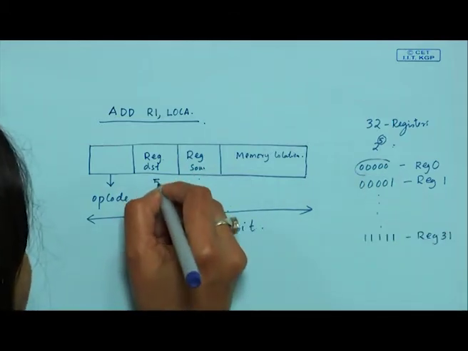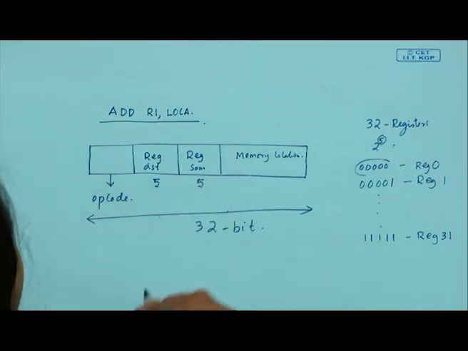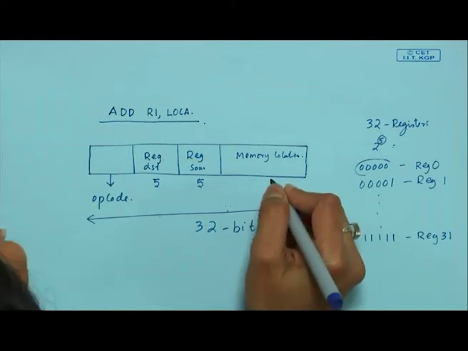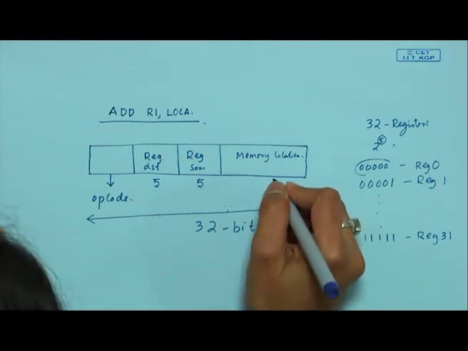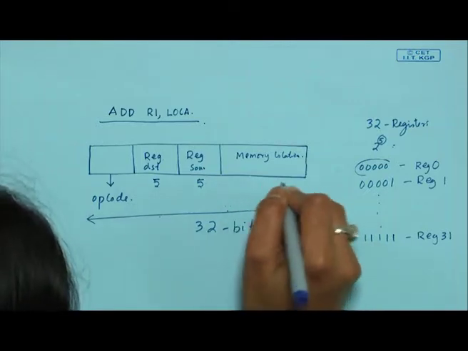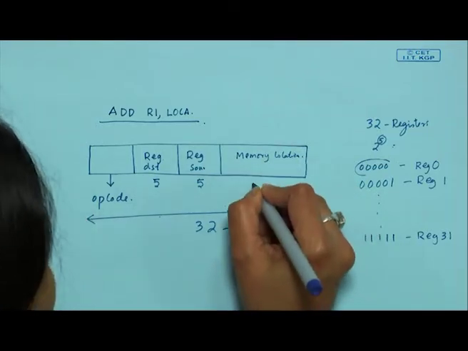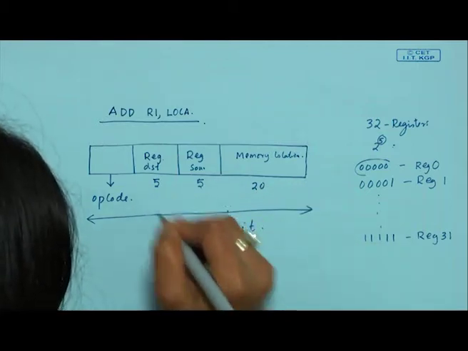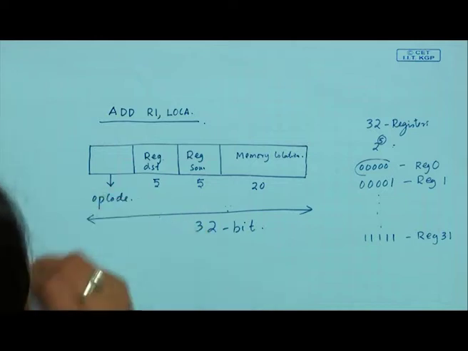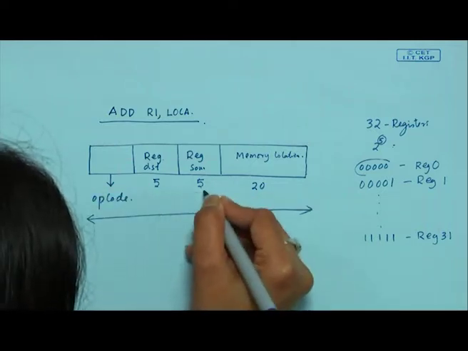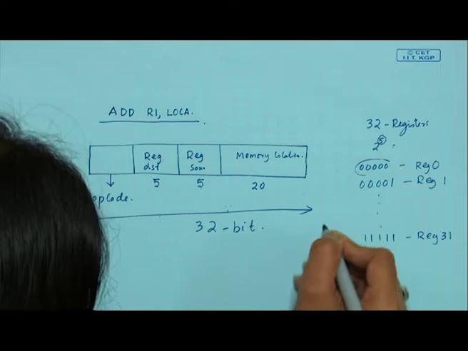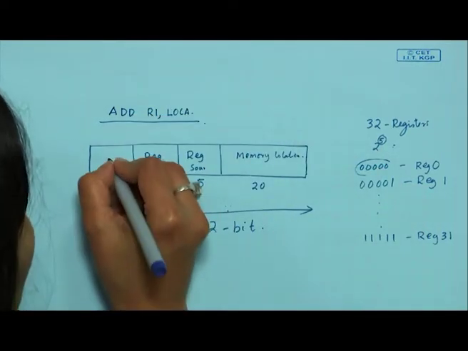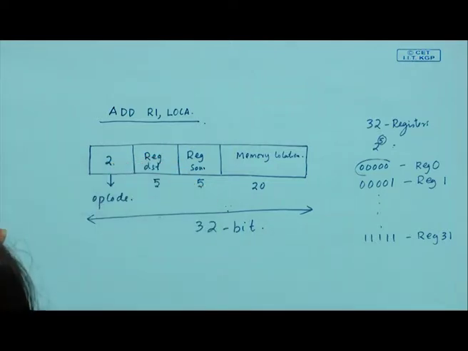So, 5 bits will be required for this, and 5 bits will be required for this. Let us say you can specify a memory location which is 20 bits. You can only specify a 20-bit memory location. So, this will be 20. And then how many bits are remaining for the opcode? 20 plus 10, 30. We have to frame our instruction within 32 bits. So, we have 2 bits left for the opcode.